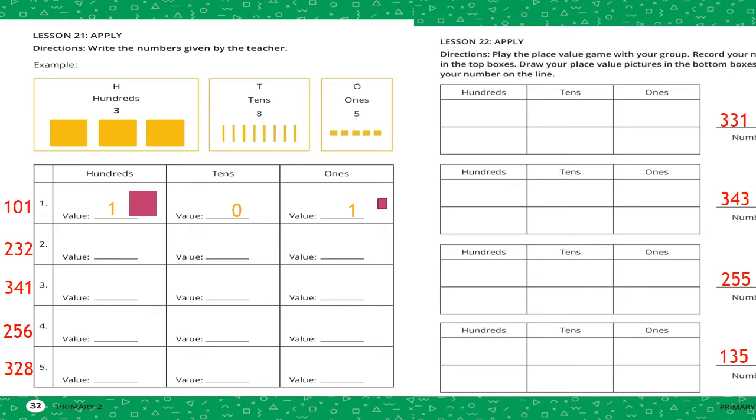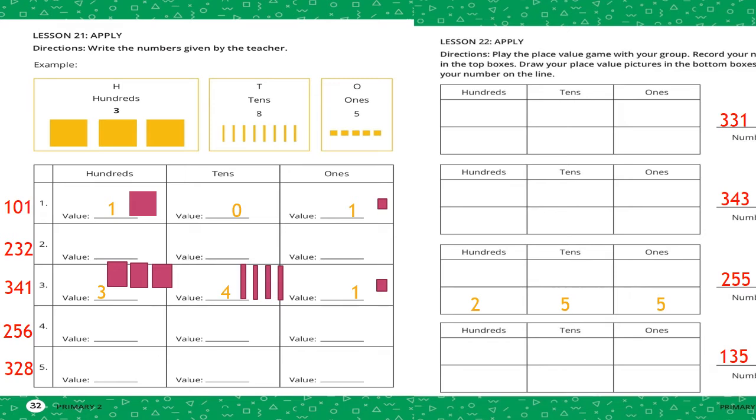341. So 3 in hundreds, 4 in tens, 1 in ones. And draw 3 big squares, 4 sticks and 1 small square. You can solve this exercise. Lesson 22. Let's complete this.